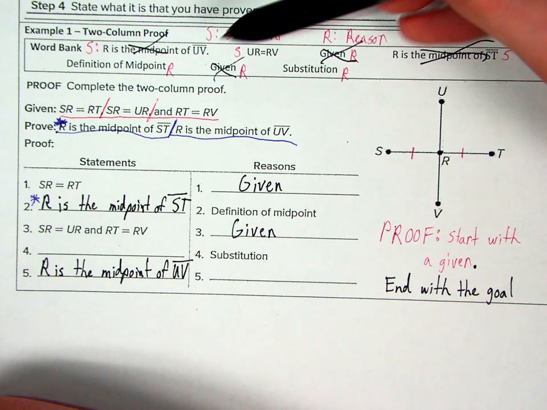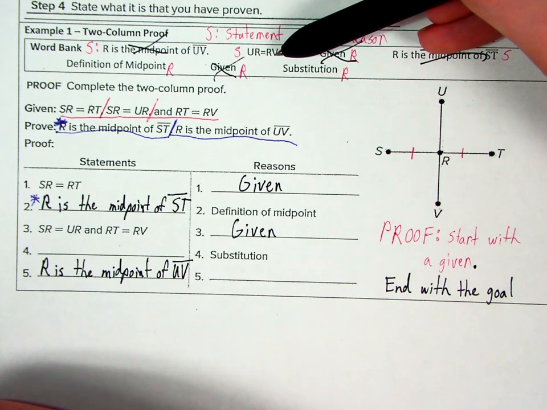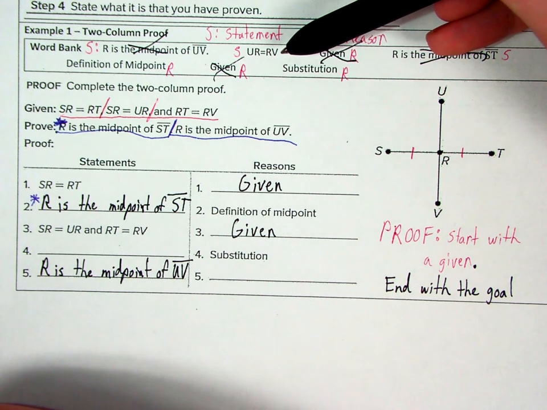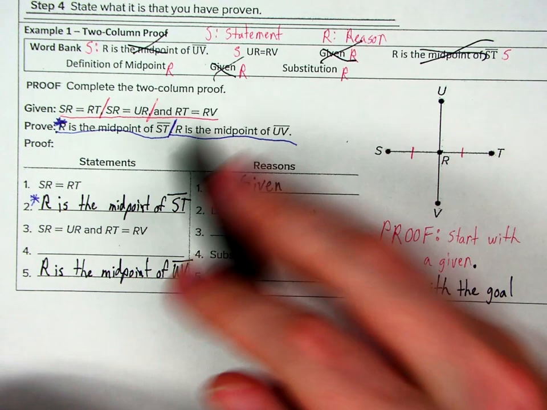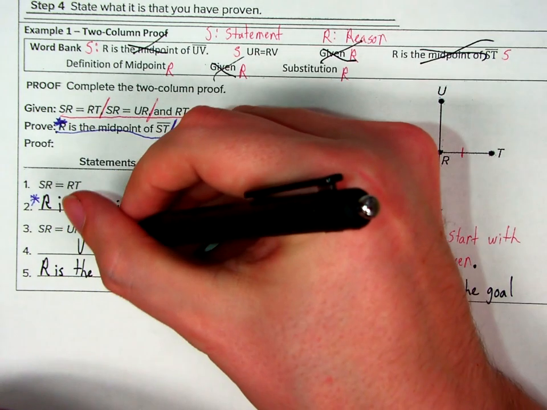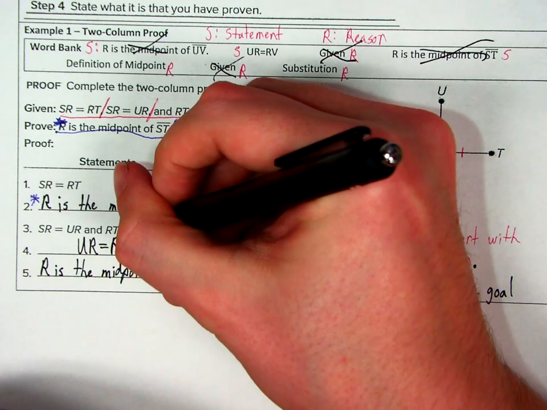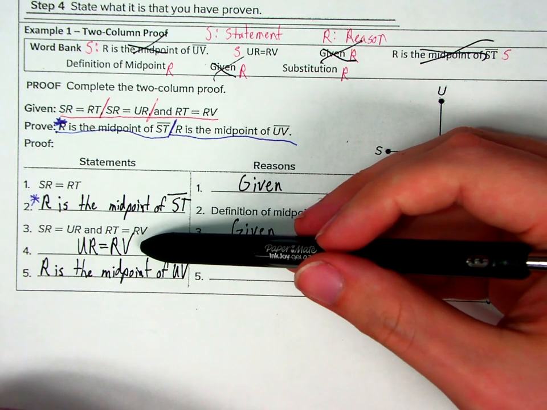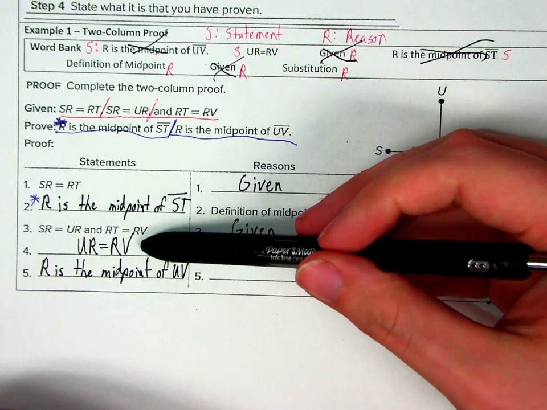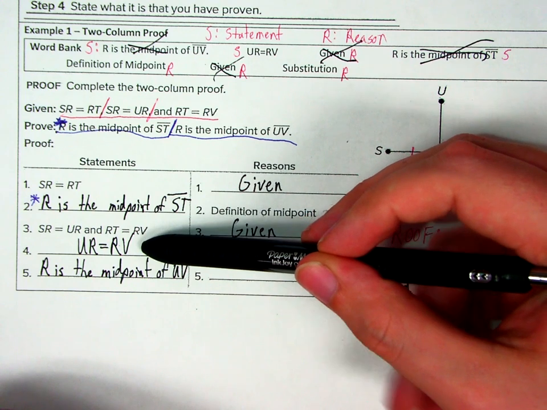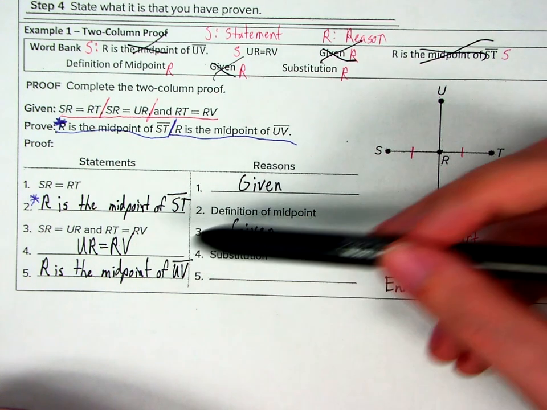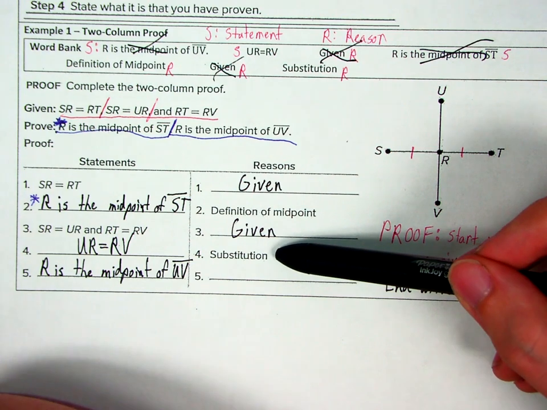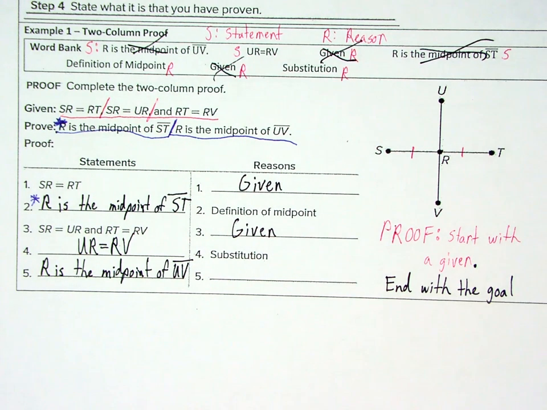Since in our case there's only one other statement to have, process of elimination tells us UR equals RV has to be our fourth line here. We are going to make sure we understand how we're getting this line. It's important that you're able to understand how we get this line. We're currently just saying substitution, but it's not always easy to see. We'll emphasize that in a second.